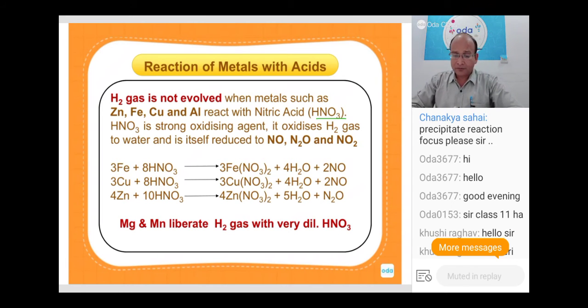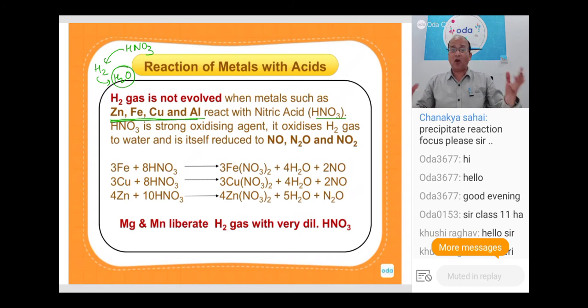Okay guys, so HNO3, what is the reaction? Just remember this: zinc, iron, copper and Al will not evolve hydrogen gas. HNO3 is a very strong oxidizing agent. If hydrogen gas is evolving with these metals, HNO3 will oxidize it to form H2O. So hydrogen gas may not evolve with all the metals with HNO3. Just remember it. I hope it is clear to everyone.